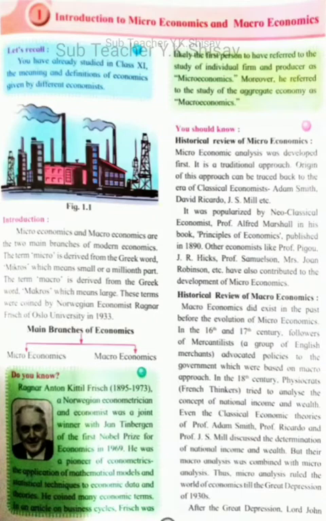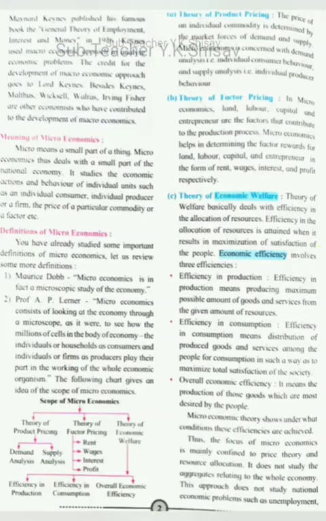Thus, microanalysis ruled the world of economics till the Great Depression of the 1930s. After the Great Depression, Lord John Maynard Keynes published his famous book The General Theory of Employment, Interest and Money in 1936. Keynes used the macroeconomic approach to analyze economic problems. The credit for the development of the macroeconomic approach goes to Lord Keynes. Besides Keynes, Malthus, Wicksell, Wallace, Irving Fisher are other economists who have contributed to the development of macroeconomics.